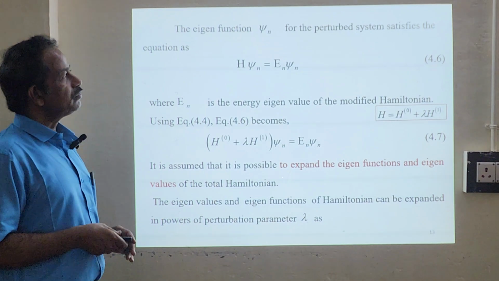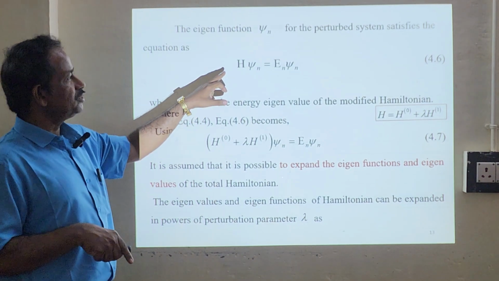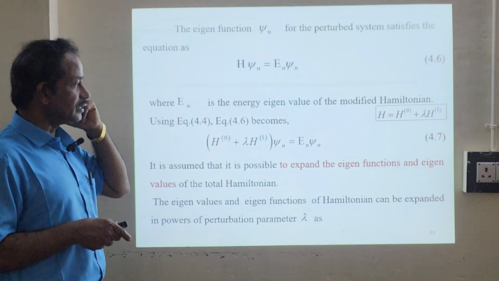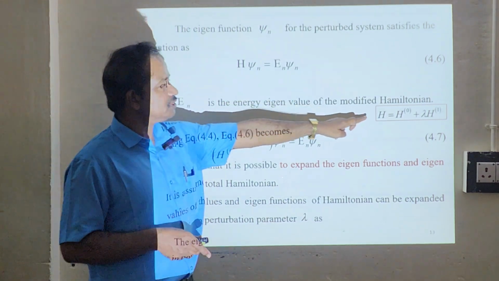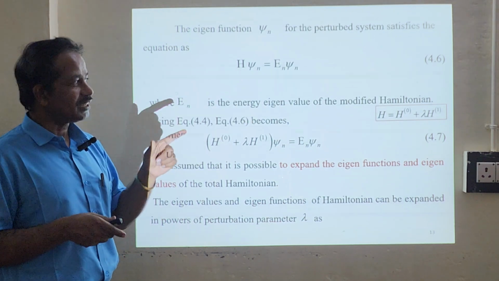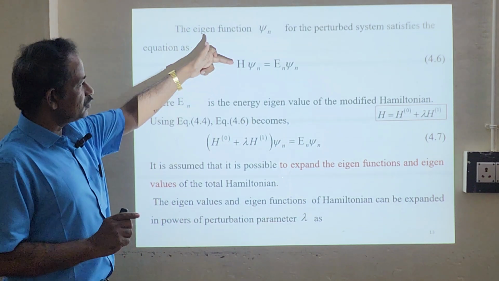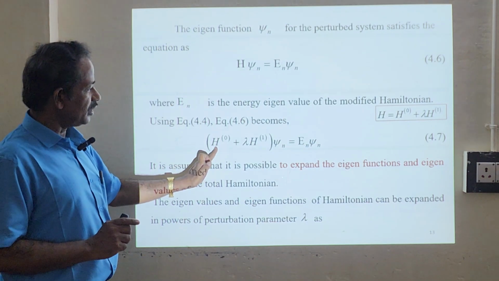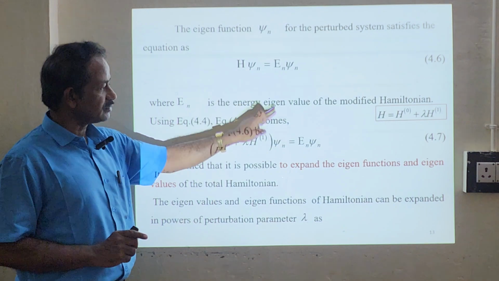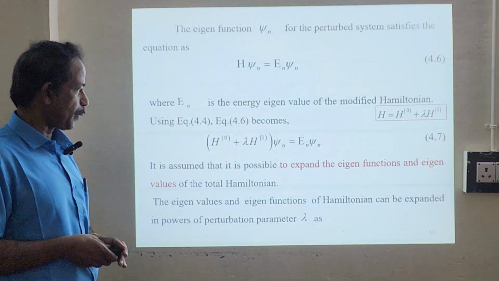Now we will go for the perturbed system. For the perturbed system, H acts on psi n, which is equal to En psi n. And of course, from the first equation, H equals H0 plus lambda H1. So we just substitute here: instead of H, we have H0 plus lambda H1 acting on psi n, which will give you En psi n.